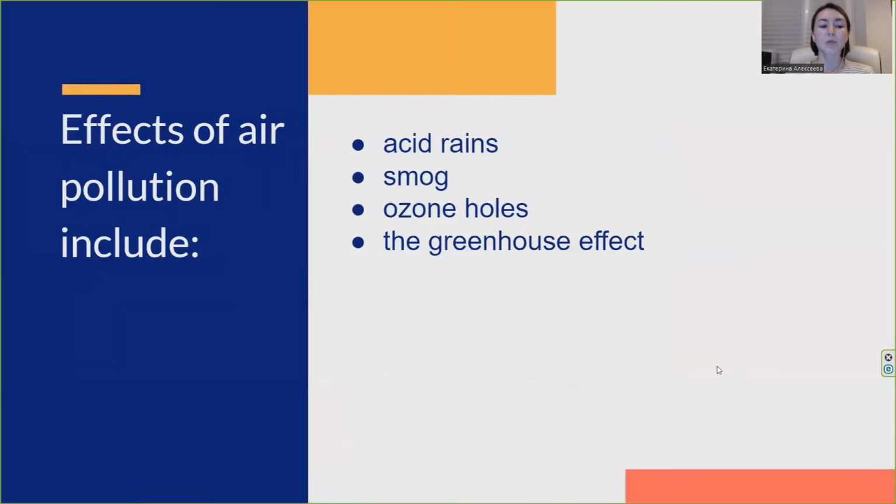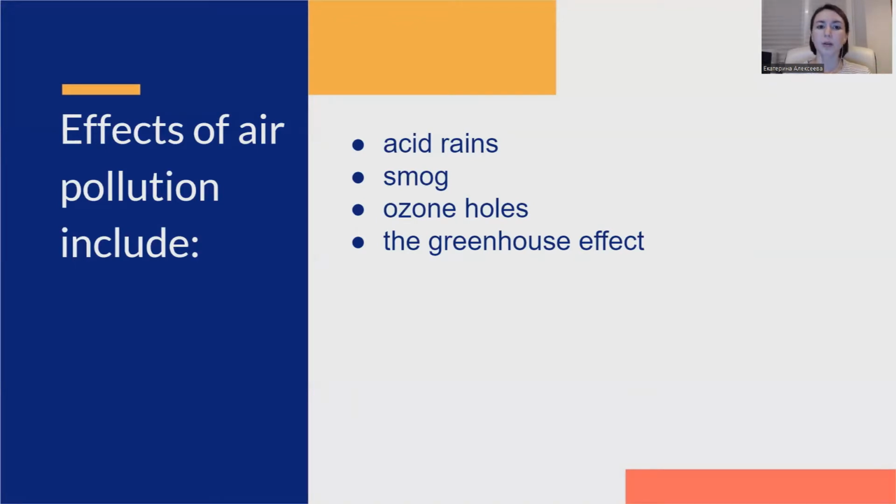Let's start with effects of air pollution. They include acid rains, smoke, ozone holes, and the greenhouse effect. Also, there is a huge list of effects and consequences of air pollution, but we discuss today only these effects, and all of them are interconnected. Let's discuss every effect of air pollution.